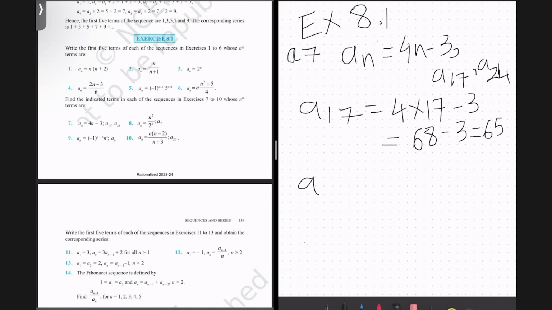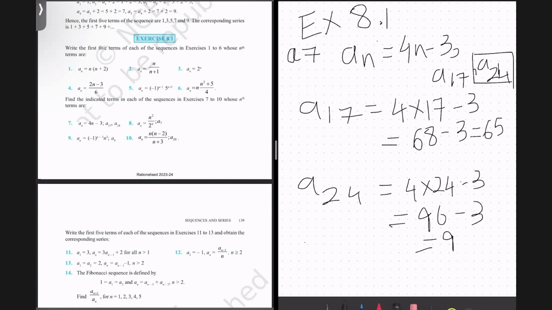Similarly, for the 24th term, I have 4 into n equal to 24, because it has been stipulated that we need to find the 24th term. 4 into 24 is nothing but 96, minus 3 is equal to 93. Right? That is how you're going to find the 17th term and the 24th term respectively. So that is the 7th question for you guys.